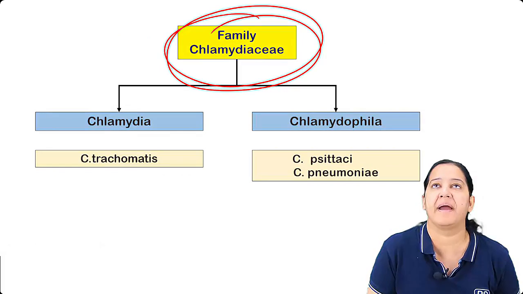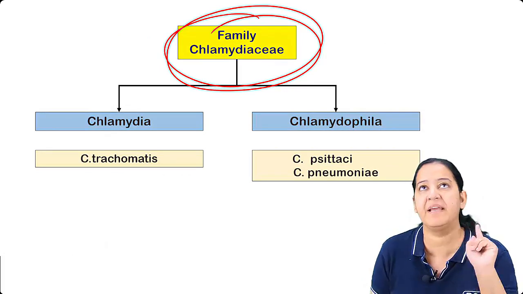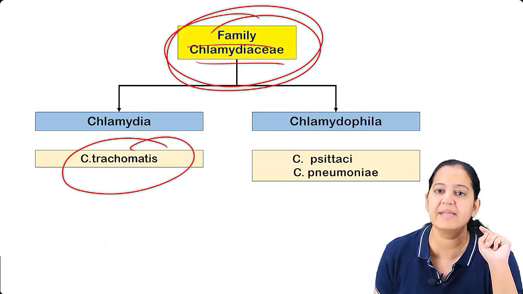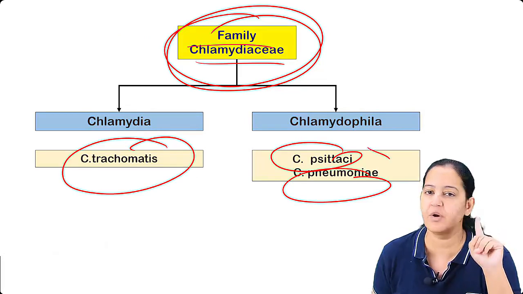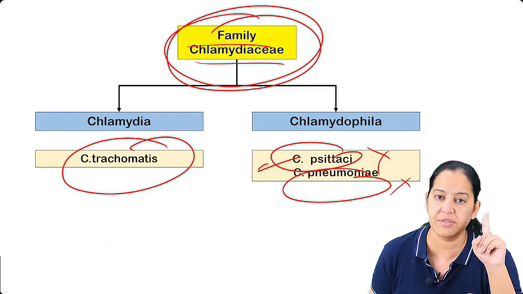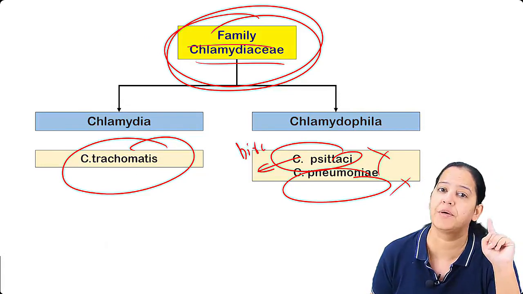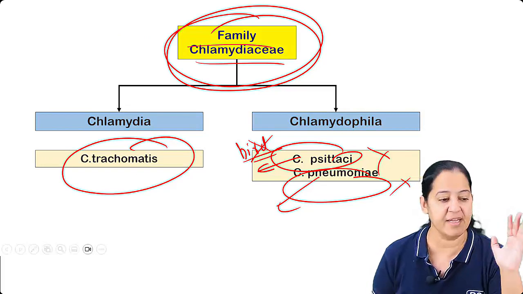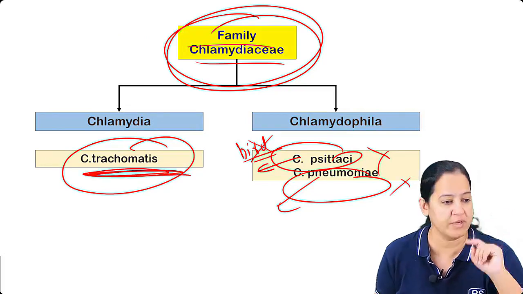Family Chlamydiaceae. Here we have three chlamydia: Chlamydia trachomatis, psittacosis, and pneumoniae. But psittacosis and pneumoniae we don't have to read. Psittacosis causes disease in birds, parrots. We don't have to study. And pneumoniae causes only pneumonia. So basically, I have to teach you Chlamydia trachomatis.